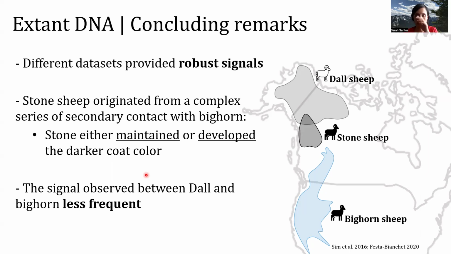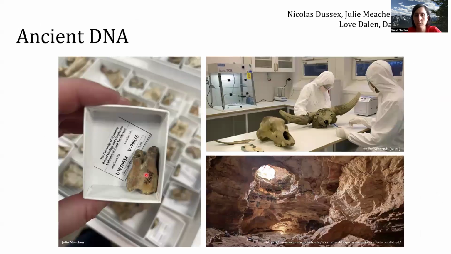So that could have been the case here with Dall sheep. But we can also think that maybe we're just missing a lineage. We're missing a fossil record here. And that's another part of my project, where we used ancient DNA to analyze patterns of hybridization. And here I just wanted to exemplify a little bit of how that works.